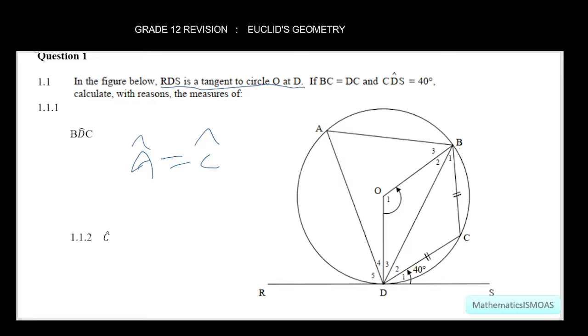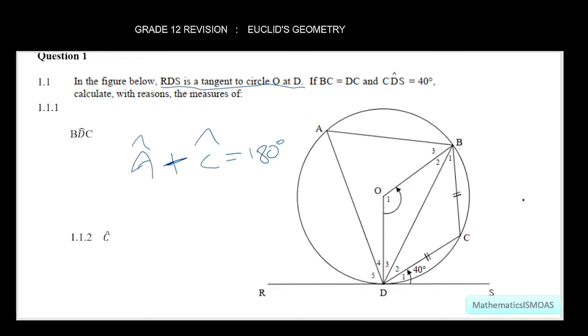But when I'm talking about angle B and angle D in cyclic quadrilateral ABCD, I need to be very specific because we have B1, B2, B3. We also have ABC. Therefore, I need to be very specific about which angle B I'm talking about. Let's go back to A and C. Angle A plus angle C is equal to 180 degrees. Opposite angles of a cyclic quadrilateral are supplementary.